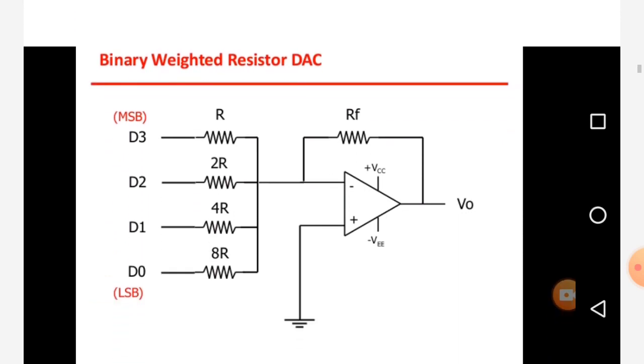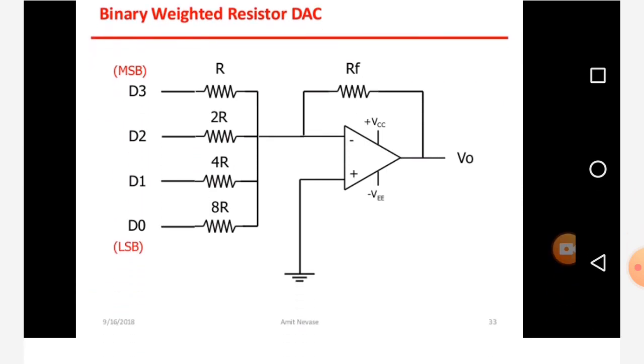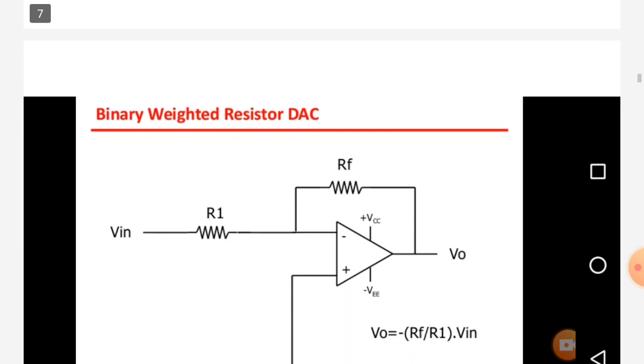Here you can see the circuit representation of the binary weighted resistor DAC. Here D0, D1, D2, D3 are binary inputs. D0 is LSB and D3 is MSB. Resistors of value R, 2R, 4R, 8R are connected. All the resistors are connected to the inverting terminal of the op-amp and the non-inverting terminal is connected to ground, with a feedback resistor RF, and you will get Vout here.